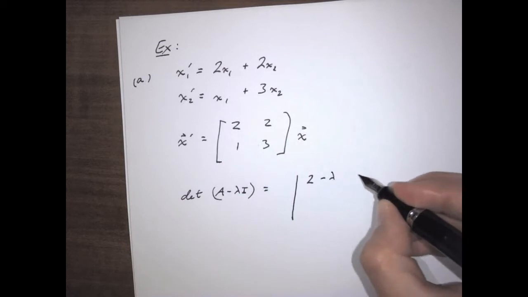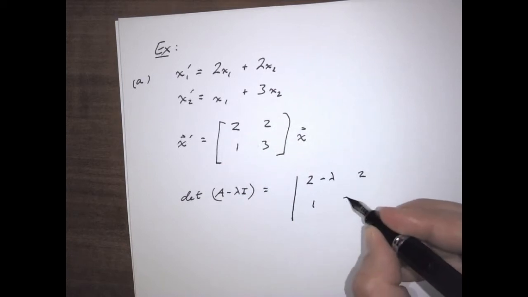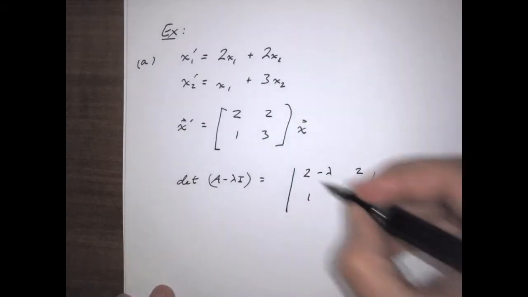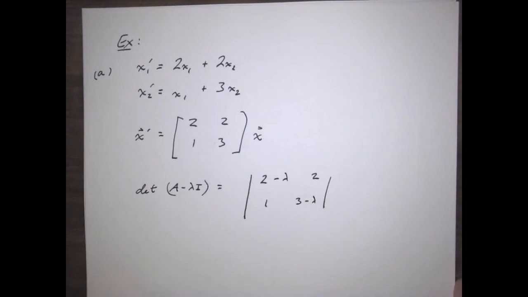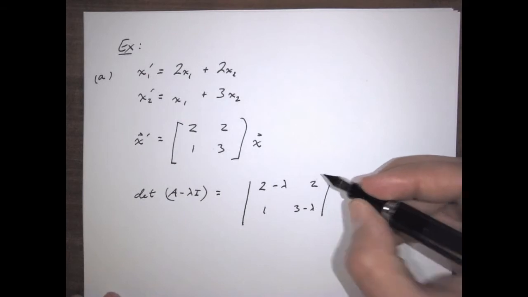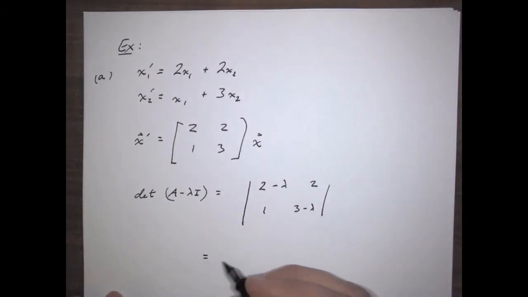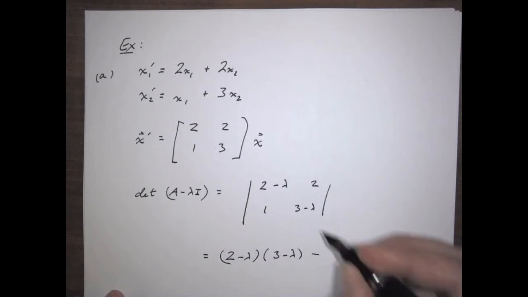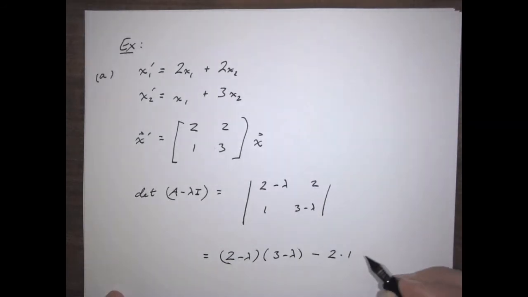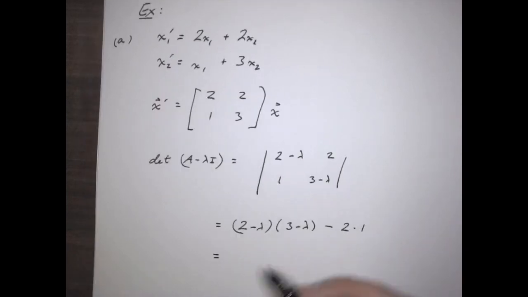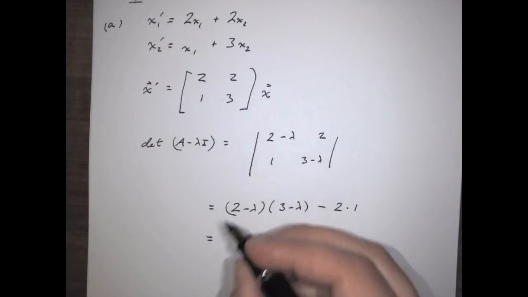So this is equal to 2 minus lambda, 2, 1, 3 minus lambda. The determinant of all of that, which if you remember, so if it's been a while since you've done Math 261, determinants come from doing this times this minus this times this, and we're supposed to set that equal to 0. So 2 minus lambda times 3 minus lambda, minus 2 times 1. So then you multiply all that. So this is what's called the characteristic polynomial.